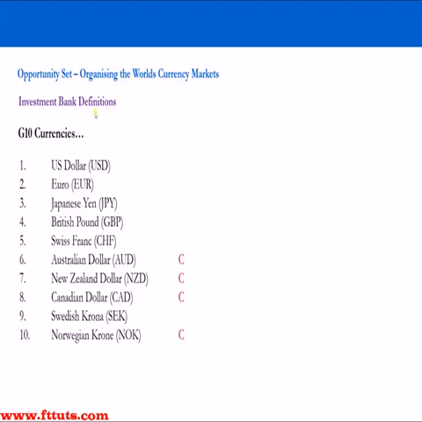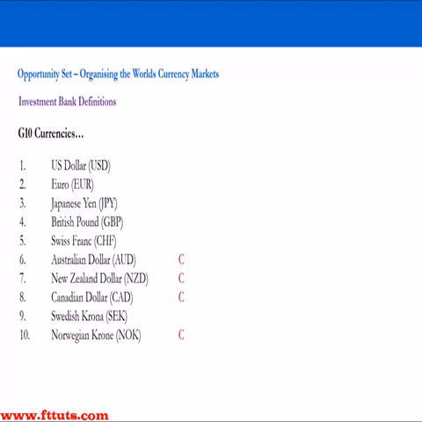So the first definition you're going to see is the G10, the group of 10 currencies. And what we've got here is the classic definition of G10, which is the US dollar, euro, Japanese yen, British pound, Swiss franc, Australian dollar, New Zealand dollar, Canadian dollar, Swedish krona, and Norwegian krona. And you're going to notice here that we've got the letter C next to 4 of our currencies. So the letter C, for example, is next to Australian dollar, and the letter C actually stands for commodities.